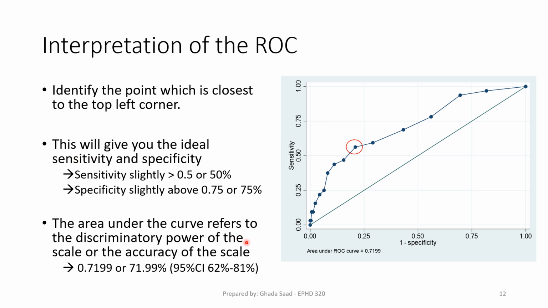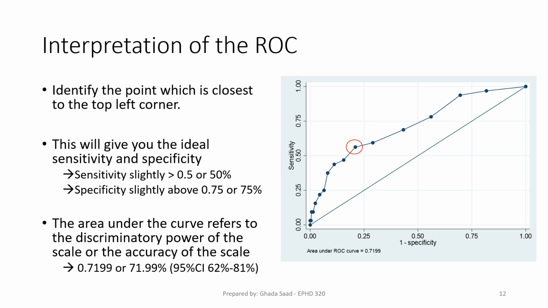So if we look at our ROC curve, we want to identify the point which is closest to the top left corner. We want to identify the point which is closest to this point, and this is the point that is circled in red here. So at this point, sensitivity seems to be slightly over 0.5 or 50%, and specificity is slightly above 0.75 or 75%.